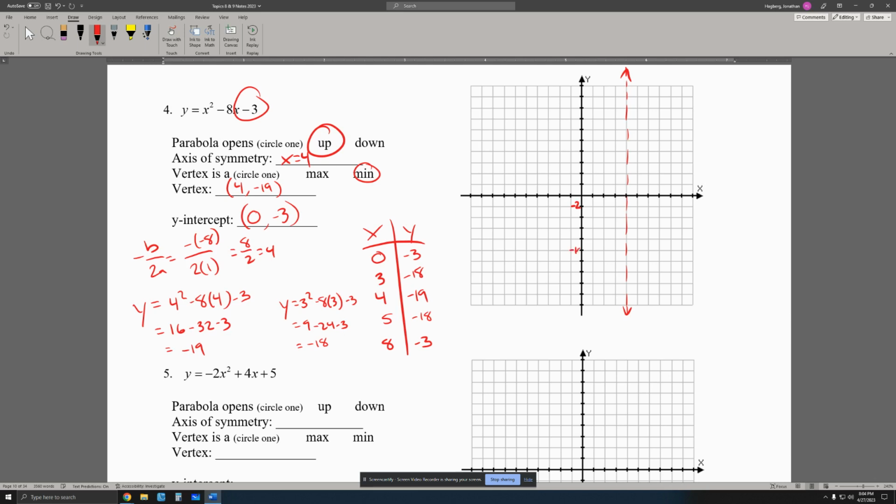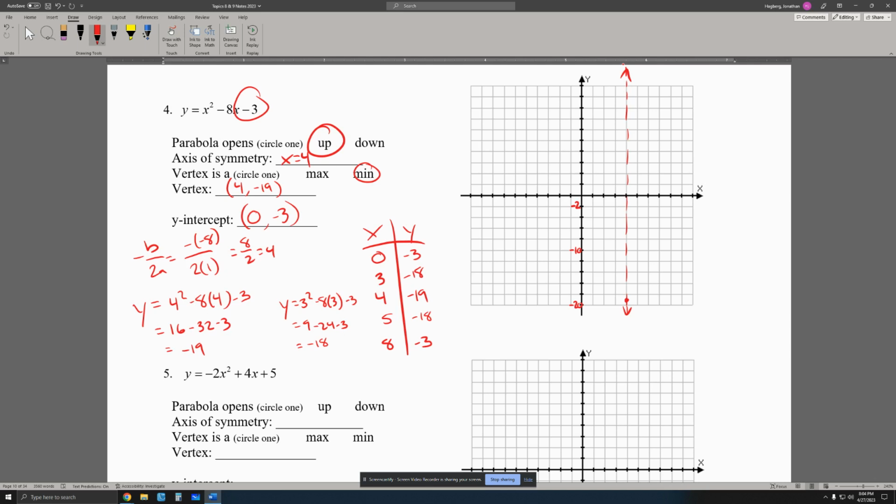That tells us that 5 down is now going to be negative 10, and 10 down is now going to be negative 20. This then extends our grid to be, instead of a 10 by 10 grid, a 20 by 10 grid. All right, so then our vertex is going to be at 4, negative 19. That's going to be halfway in between 18 and 20.